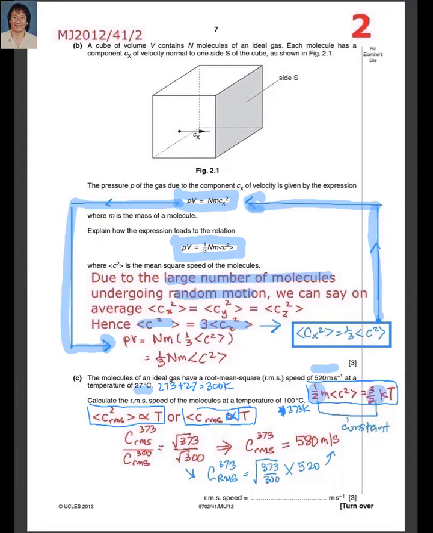So you can write down c RMS for 373 divided by c RMS for 300 Kelvin equals square root of 373 divided by square root of 300. Then from there, the c RMS at 373 will be equal to square root of 373 divided by square root of 300 times 520. And this will give 580 meters per second.